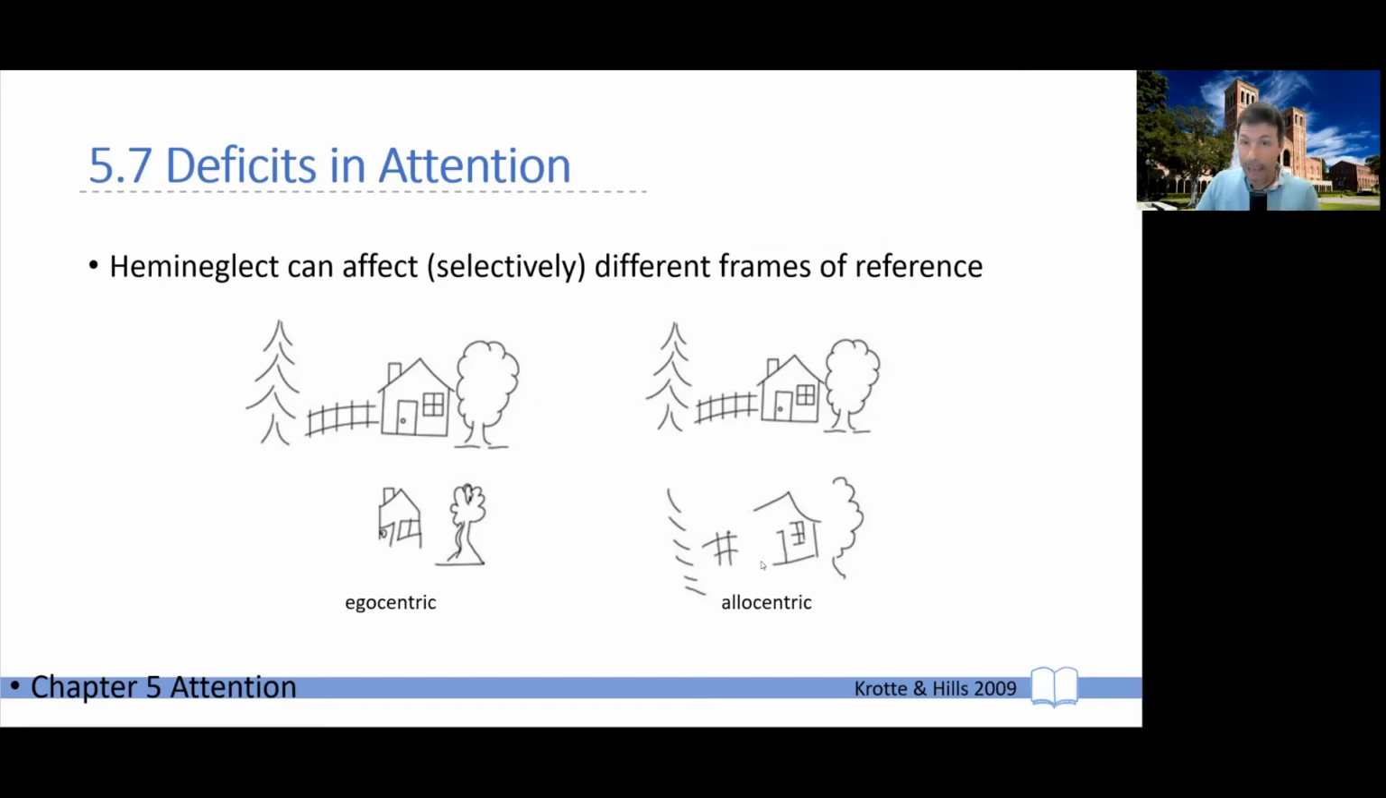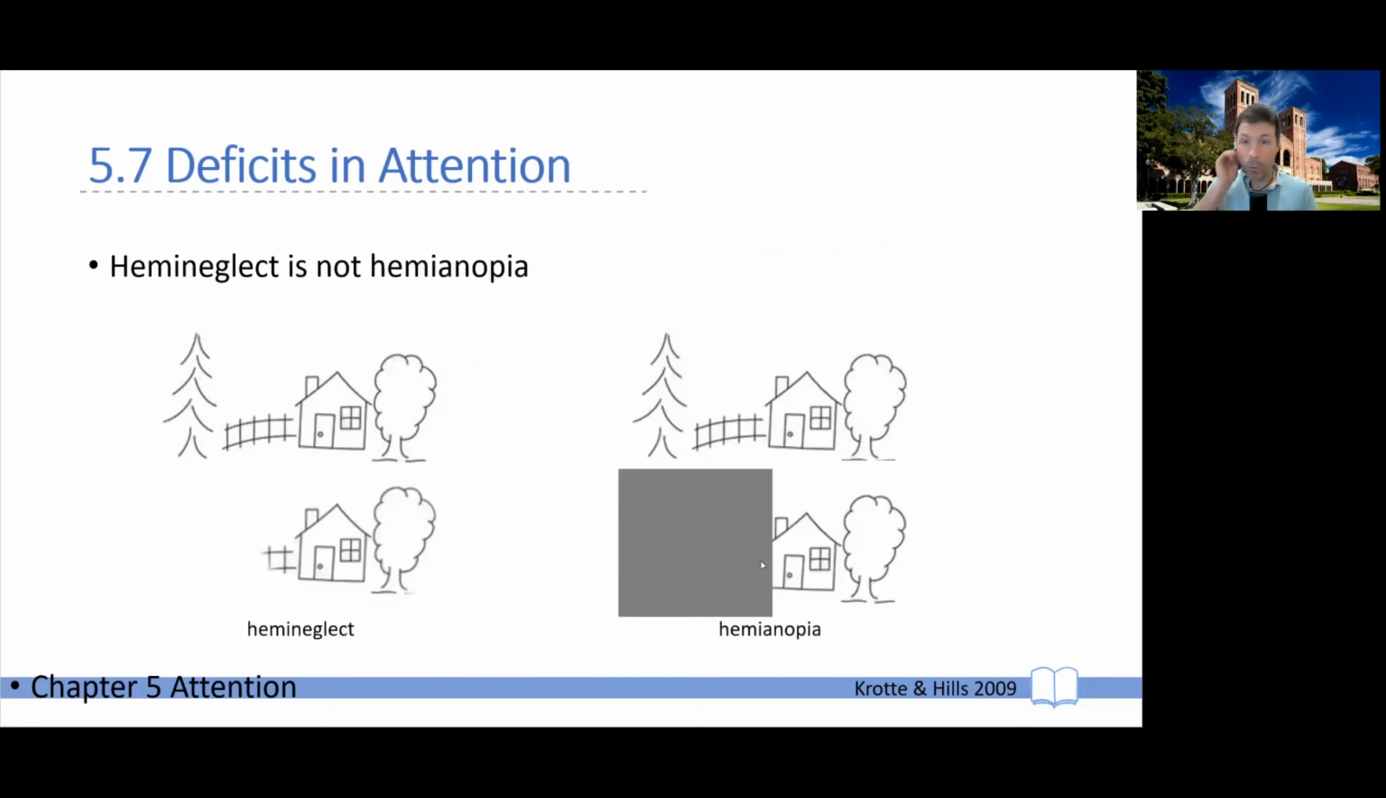Now, one important aspect of hemineglect, as I said earlier, is that it's not just a visual impairment. See, neglect is different from hemianopia, also known as hemianopsia. Hemianopia is when patients really have a hole in a part of their visual field. And this typically follows from early damage in the visual stream, so perhaps in the visual cortex. So these patients are effectively blind in a subset of their visual field.